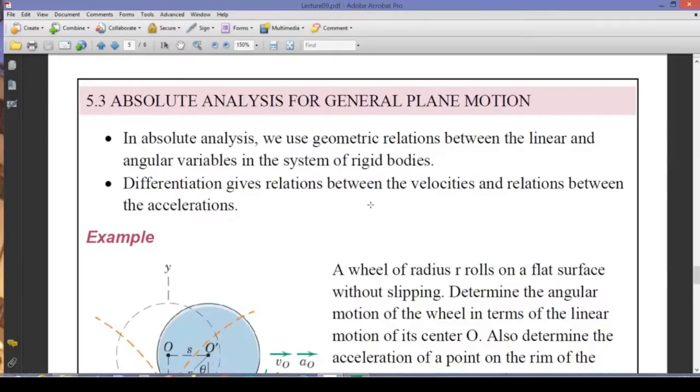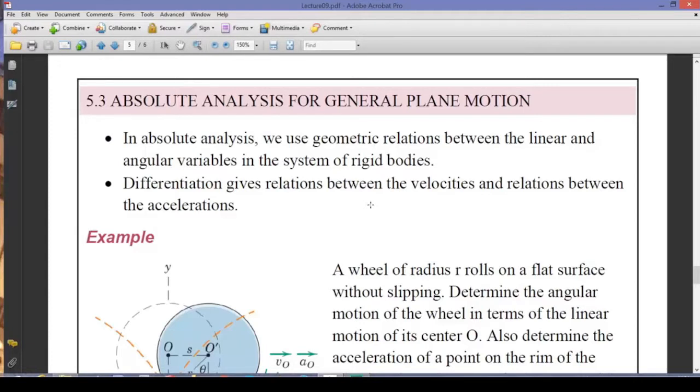In this video, we're going to talk about the concepts of absolute analysis for general plane motion. This will be our starting point for investigating the general plane motion of a rigid body. We have previously talked about the fixed axis rotation of rigid bodies. In this case, there's translation and also the rotation of a rigid body.